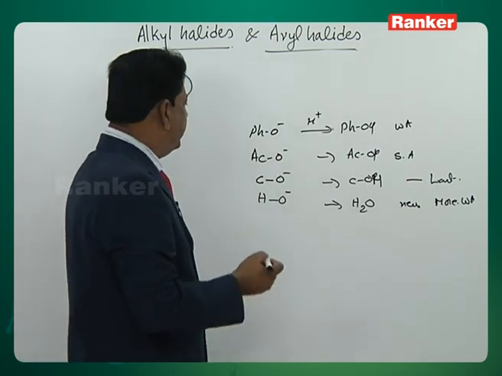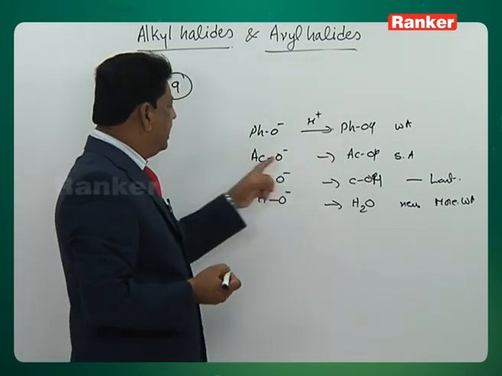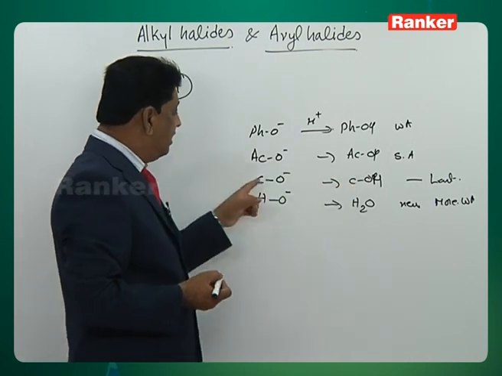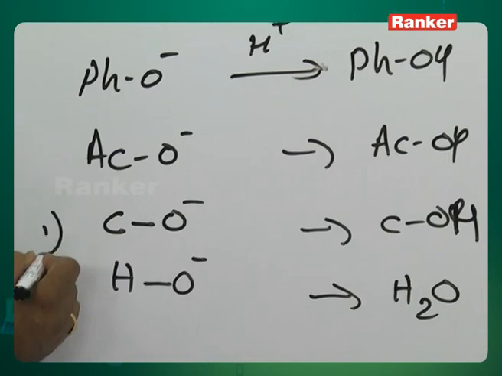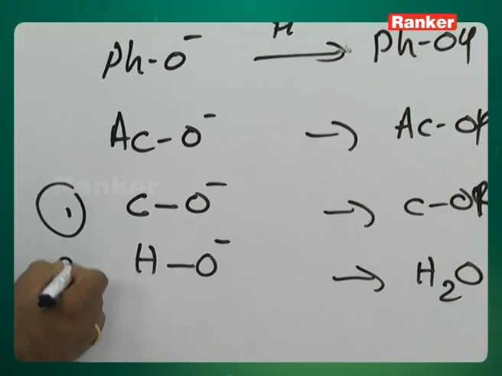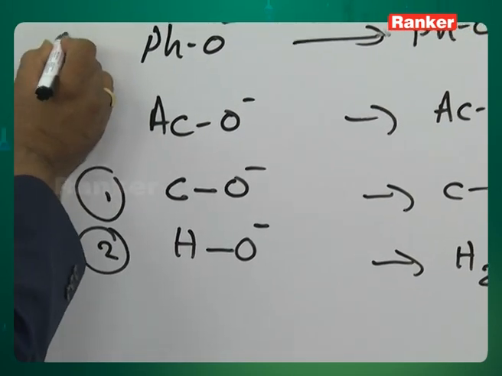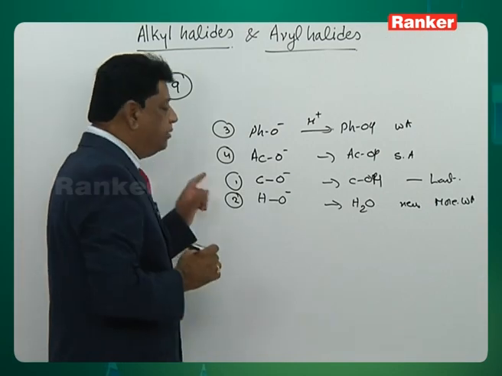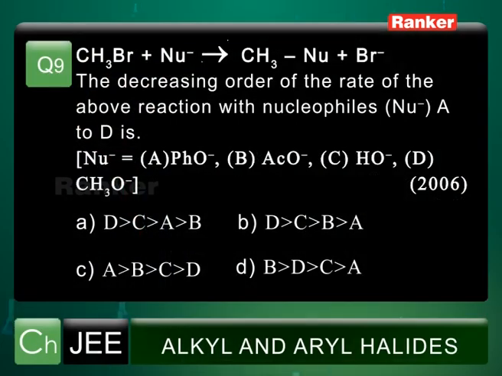Then the order will be: the stronger acid's anion will be the weakest base, and the weakest acid will have the strongest base. This will be the strongest base, and the next comes hydroxide, then phenoxide, then acetoxide. So the strongest base is the methoxide anion, so the order goes to A. Answer A is the right answer.